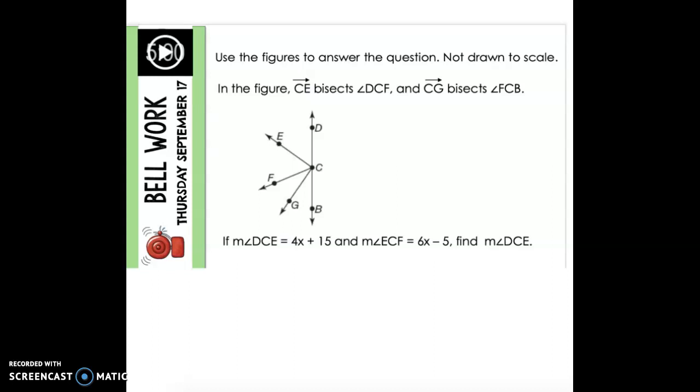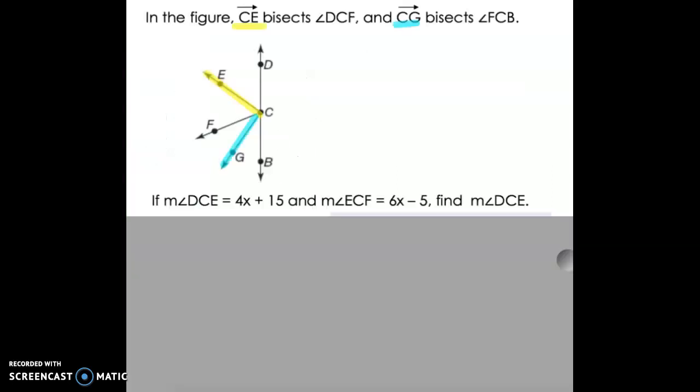Okay, today we're going to go over the answer to the Bell work problem from Thursday, September 17th. So our problem here says, use the figures to answer the question, not drawn to scale. Again, remember that not drawn to scale part means that we cannot use a protractor to measure the angles on this picture. So in the figure, ray CE, which I've highlighted in yellow, bisects angle DCF.